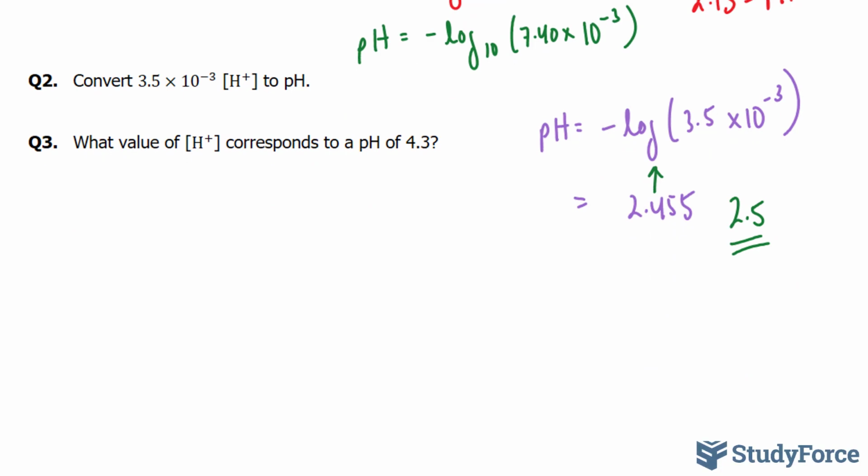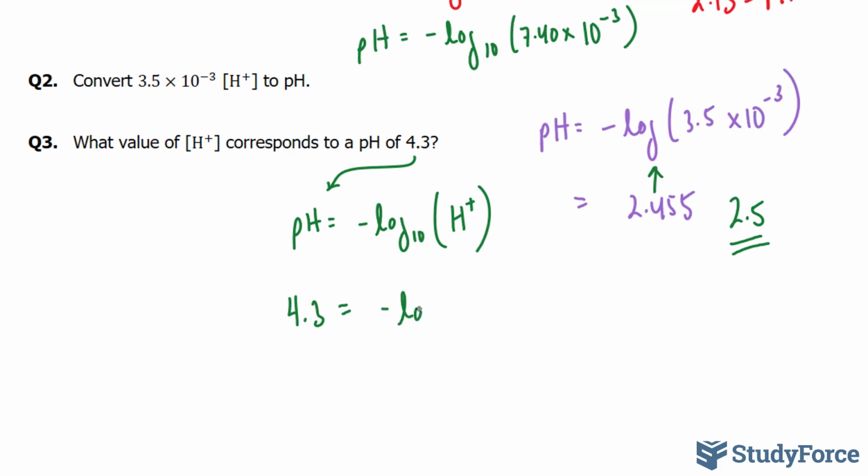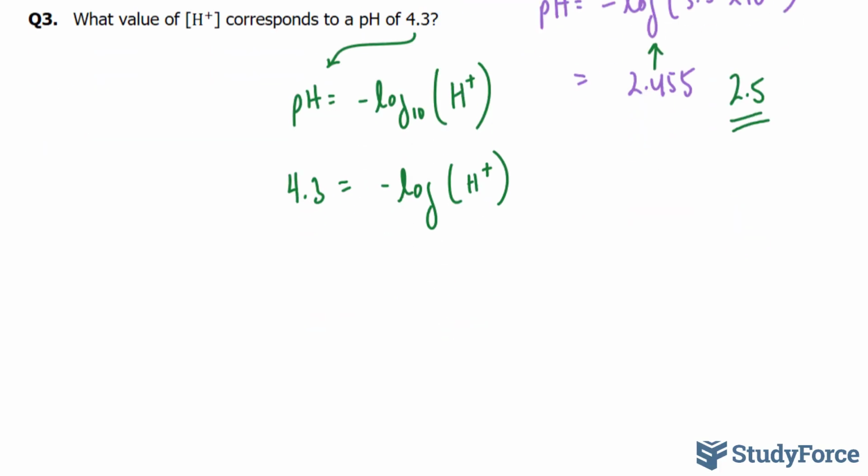So this time we're going to have to work backwards. We're going to use the same formula where we have pH is equal to negative log base 10 of H+ concentration. And now our pH is 4.3. So we have 4.3 is equal to negative log of the concentration of H+. Now, of course, we're not writing this 10 because we don't need to. It's assumed that it's already base 10.